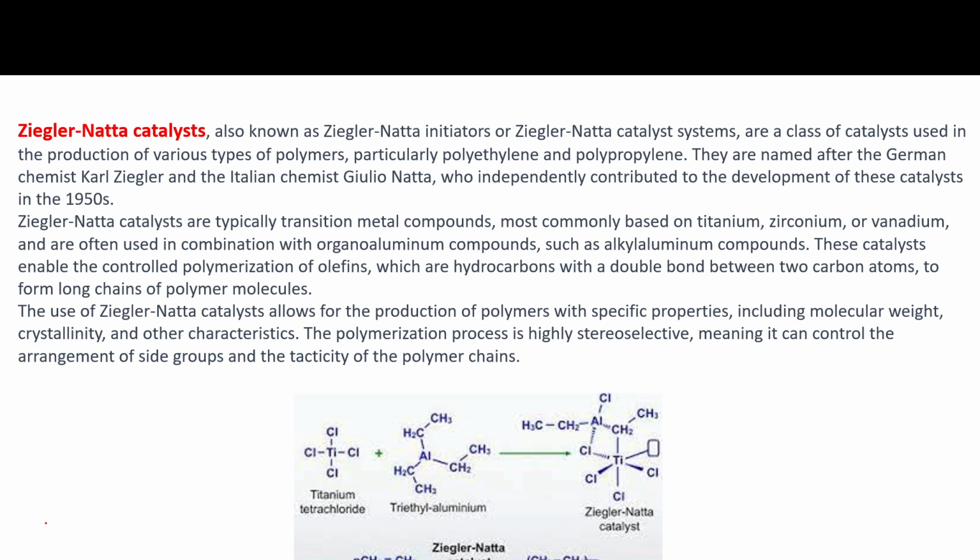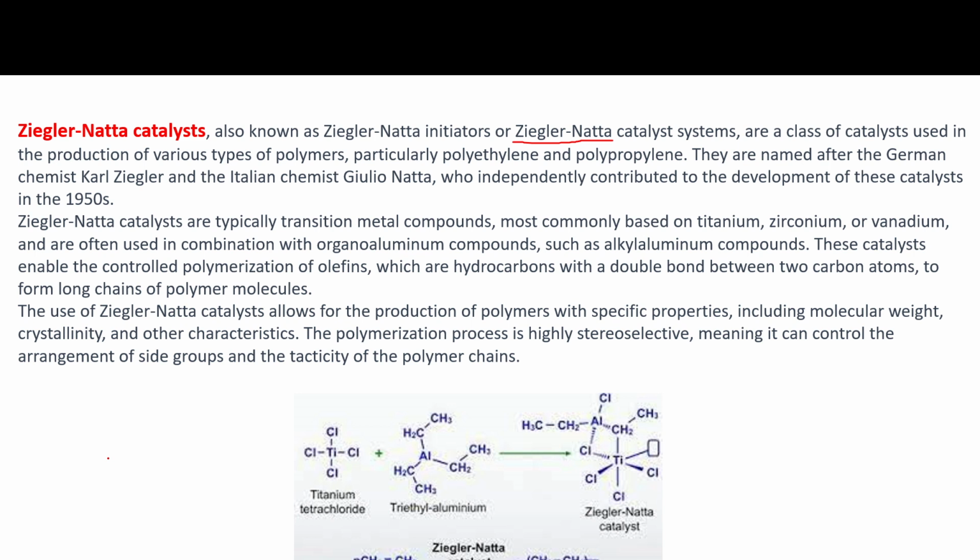Ziegler-Natta catalyst. The Ziegler-Natta catalysts, also known as Ziegler-Natta initiators or Ziegler-Natta catalyst systems, are a class of catalysts used in the production of various types of polymer, particularly polyethylene and polypropylene. They are named after German chemist Carl Ziegler and Italian chemist Giulio Natta, who independently contributed to the development of this catalyst in 1950. Before starting the Ziegler-Natta catalyst, let me talk about why we need this catalyst.